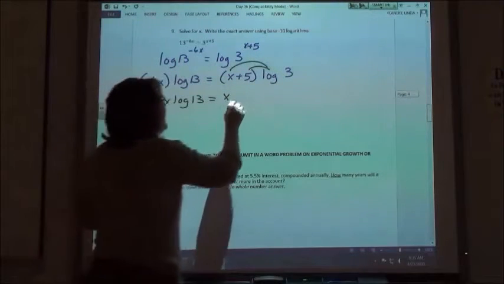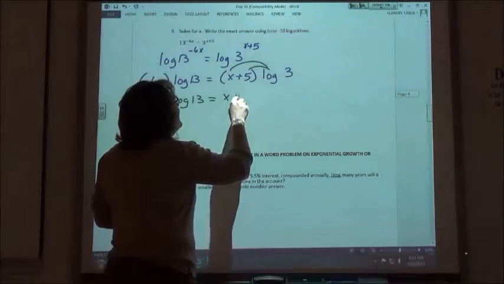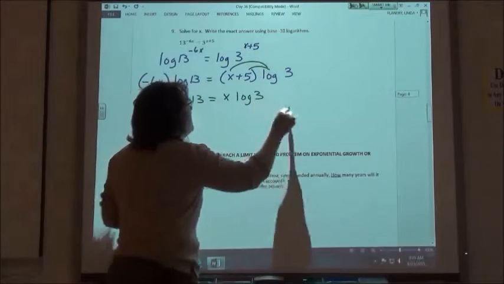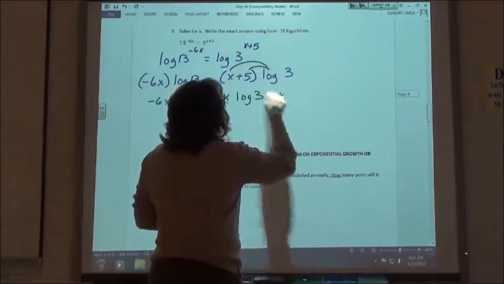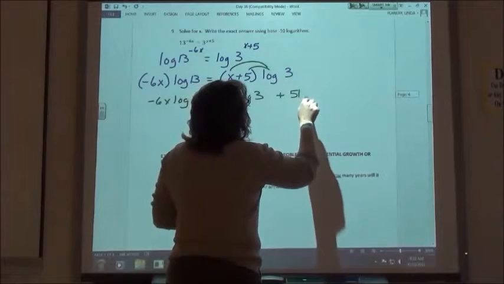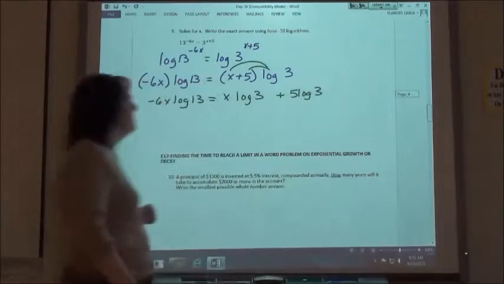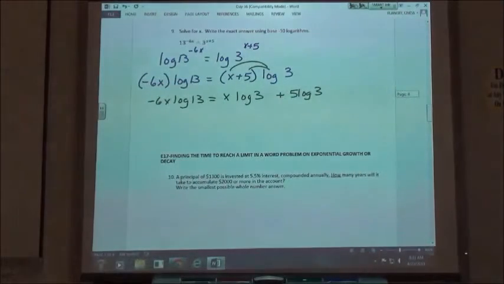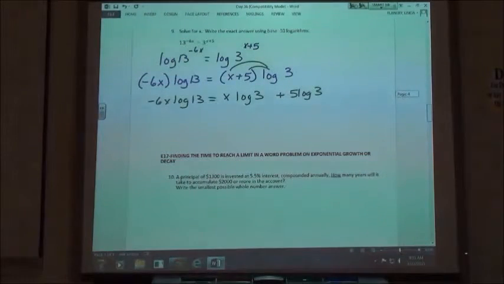So it's going to be x log 3 plus 5 log 3. Yep. So we're just using our distributive property there since we have the plus sign in there.